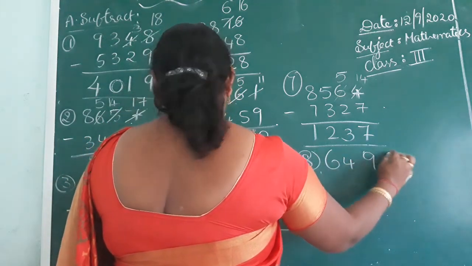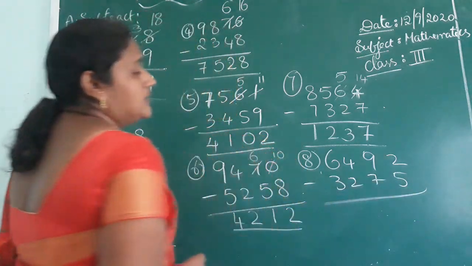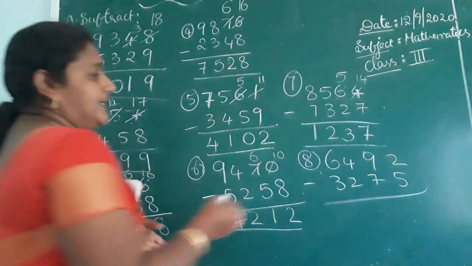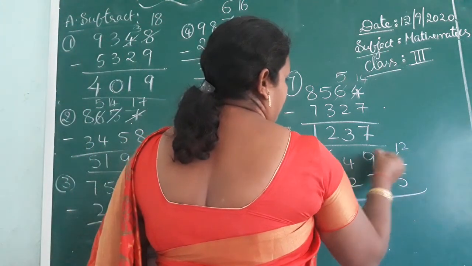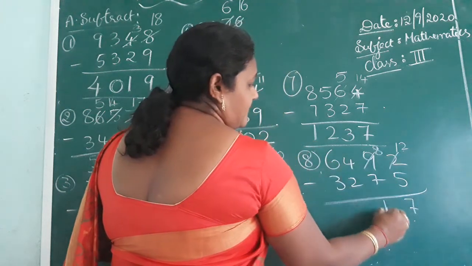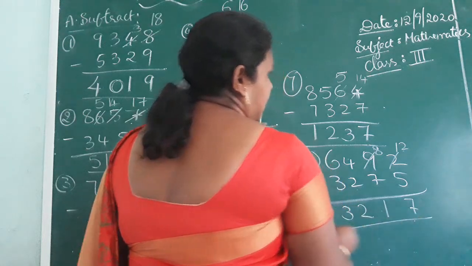6,492 minus 3,275. Here also, 2 minus 5. Is it possible to borrow? No. So borrow it. Now 12, this number becomes 8. 12 minus 5, 7. 8 minus 7, 1. 4 minus 2, 2. 6 minus 3, 3. Like that you can write.